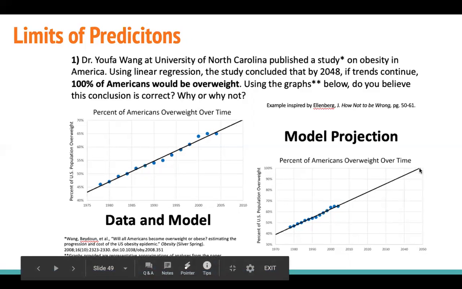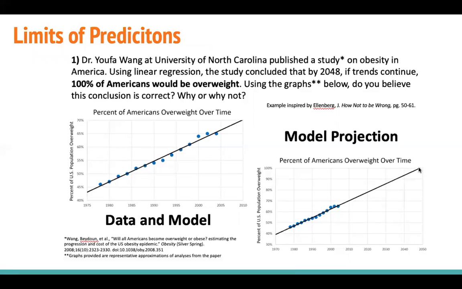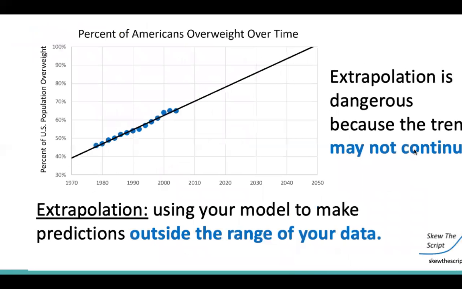I would see that if I keep going out to the year 2048, I would hit 100% of the population overweight. And does this really make sense? The answer is no, right? Extrapolation is dangerous because this trend may not continue. Sure, if we keep going at this rate, it's eventually going to get up here to 100.